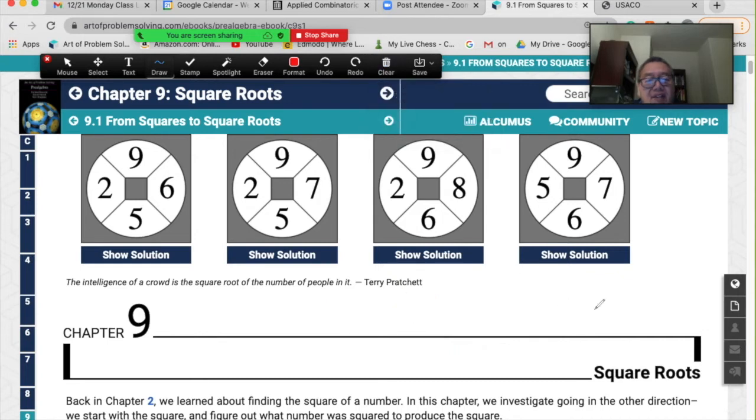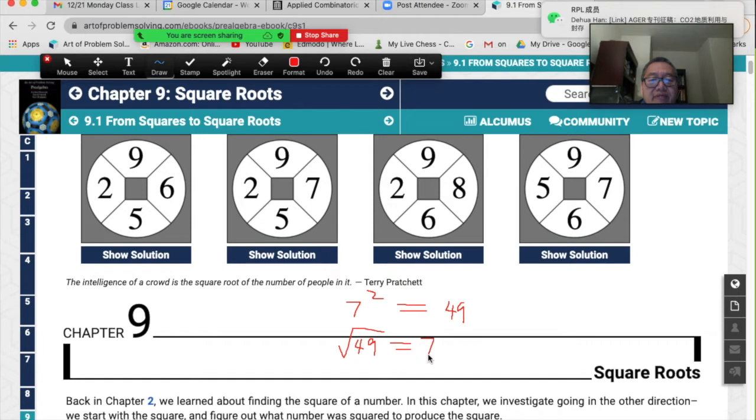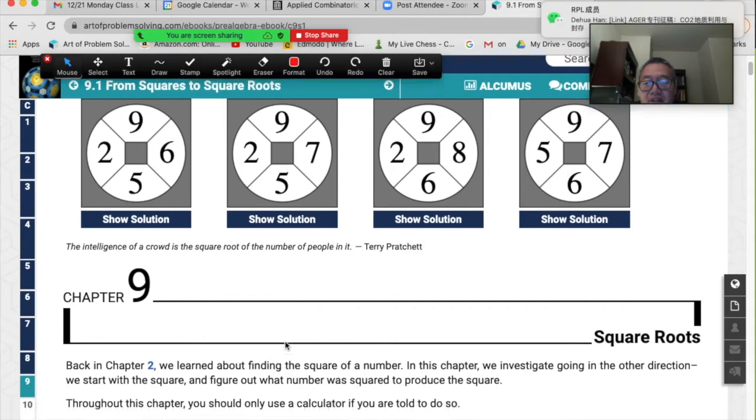Now let's say 49. You can write 49 as 7 times 7. 7 squared equals 49, right? Then you can write the square root of 49 equals 7. Okay? Now let's do some exercise problems here.